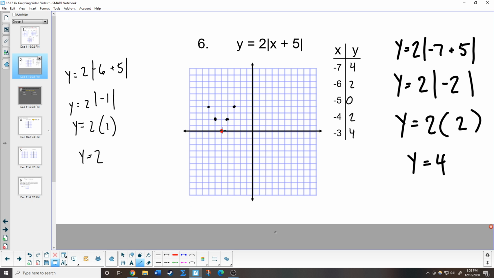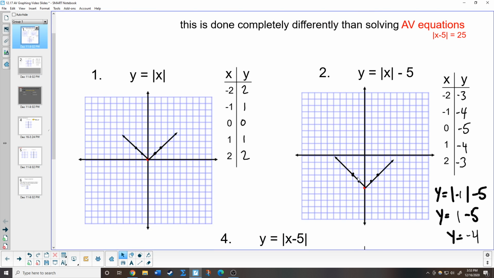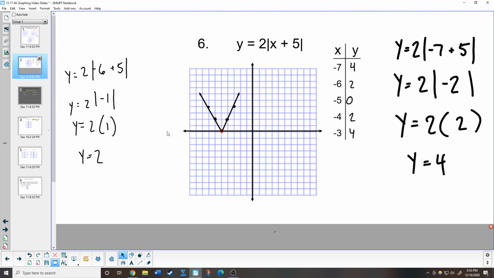You'll notice this one's looking a little bit different than our previous ones. Yes, obviously our vertex moved a little bit, but it's also looking a little bit more of a steep V, right? Look at how it's kind of stretched up here towards the top. This is going to be called a vertical stretch. We're going to talk about transformations at a different time, but because of that 2 right here, it is going to cause it to stretch up.